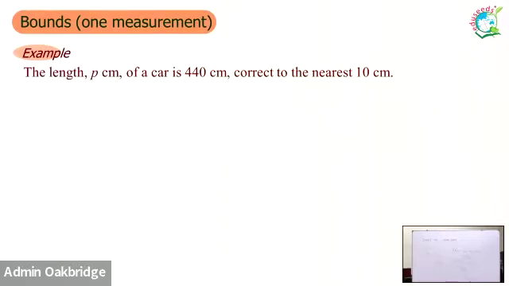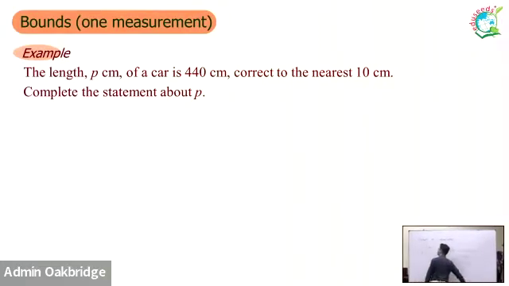And then come to this second question. The length P cm of a car is 440 cm, correct to the nearest 10 cm. Complete the statement about P. Maybe some of you still don't know what this question is asking for, right? What statement do we need to write? Well, this is again about lower bound and upper bound. Just write in inequality form. Write the lower bound and upper bound in inequality form. This is the statement that the question wants. Understand? Normally in the answer space, they will give you the inequality symbol. You just need to fill in the lower bound and upper bound only.